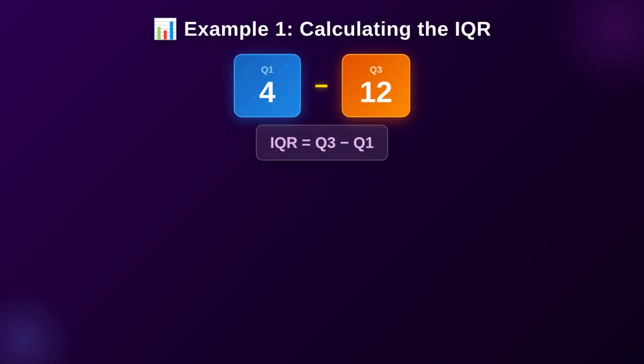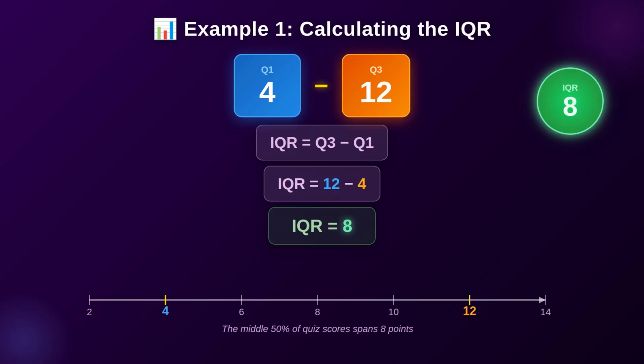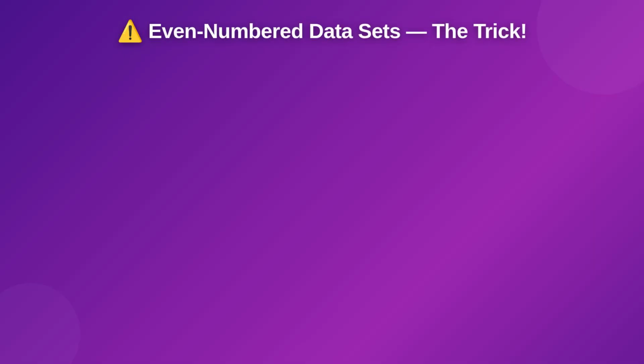Now Marcus finishes the problem by finding the IQR. He already knows Q1 is 4 and Q3 is 12. The formula is IQR equals Q3 minus Q1. So that's 12 minus 4, which equals 8. The interquartile range is 8. This means the middle 50% of those quiz scores spans a range of 8 points. Marcus circles his answer and pumps his fist. He just solved his first IQR problem. See? That wasn't scary at all.